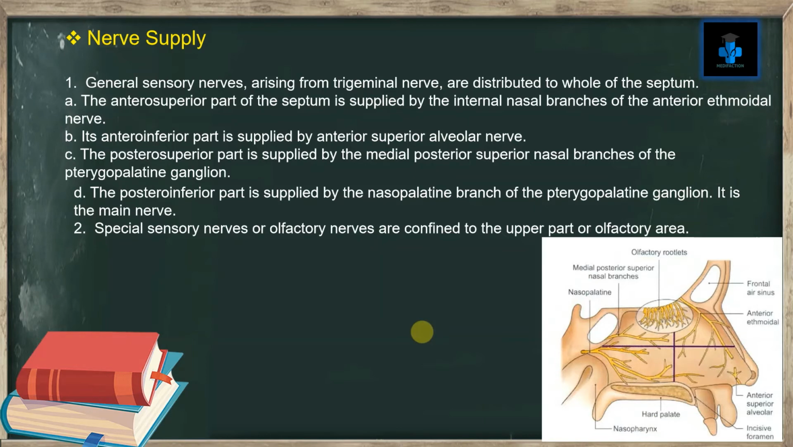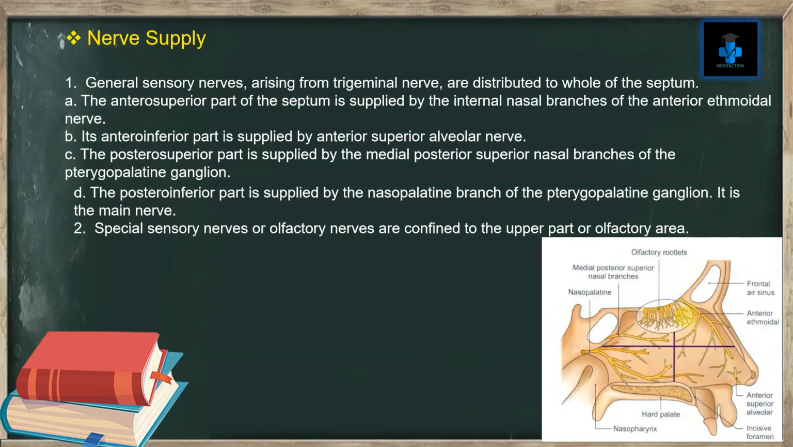Now let's learn about the nerve supply of the nose. Number 1. General sensory nerves arising from the trigeminal nerve are distributed to the whole of the septum. A. The anterior superior part of the septum is supplied by the internal nasal branches of the anterior ethmoidal nerve. This is the anterior ethmoidal nerve, and it is the internal nasal branch.